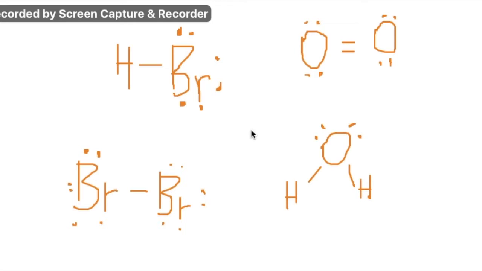Here are the Lewis structures for the first reaction. Don't make fun of my drawing. This was the best I can do on this program. So you'll see the Lewis structures for the first reaction right here.